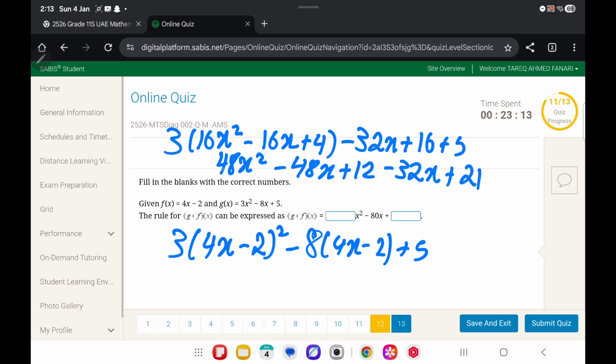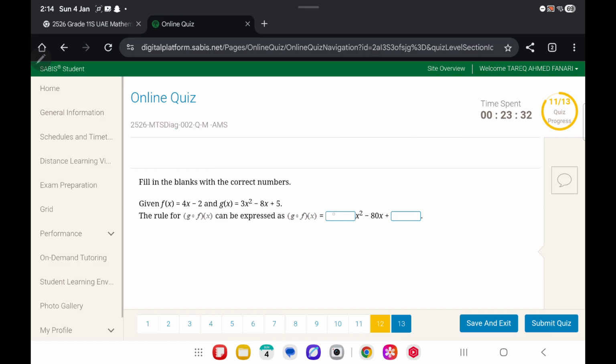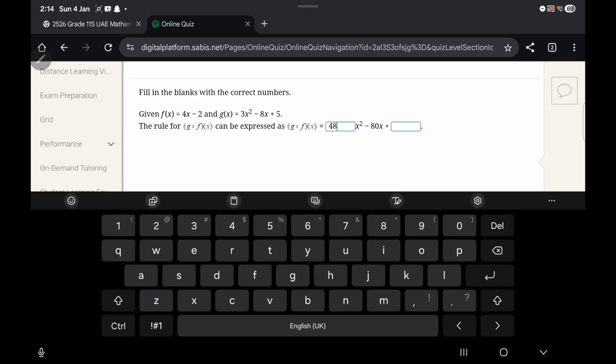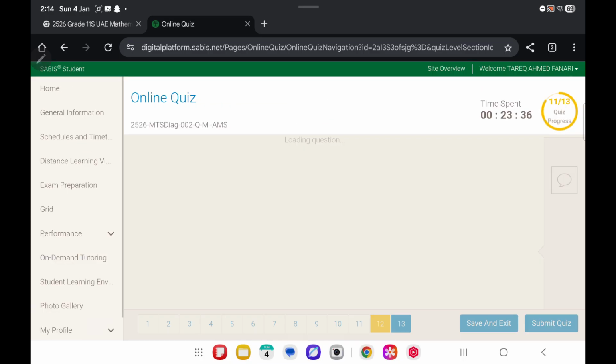So 48x squared stays the same. We have nothing to do with that. Negative 48 minus 32 is negative 80, which they already gave me. And finally, 12 plus 21, 33. So my answer is 48x squared minus 80x plus 33. So 48x squared minus 80x plus 33. Done.